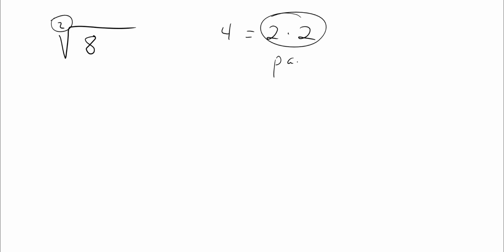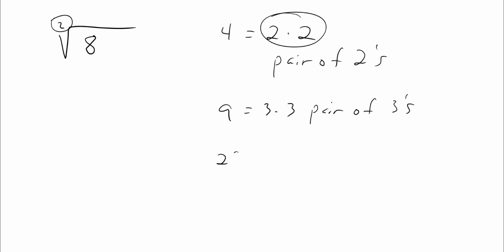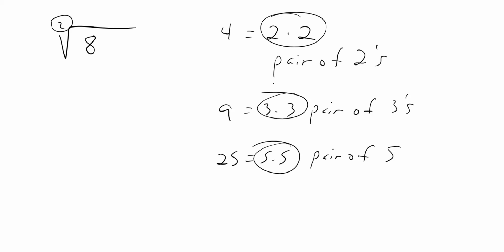Okay, so let's go back to the square root of 8. There's a 2 here, even though I don't usually write the 2 here. A perfect square, which is 4, is 2 times 2. So it's really a pair of 2's. Just like 9 is a perfect square, that's 3 times 3. That's a pair of 3's. And if I said like 25, 25 is 5 times 5. That's a pair of 5's. Okay, so what I'm doing is I'm looking for pairs of numbers, and then I can pull it out.